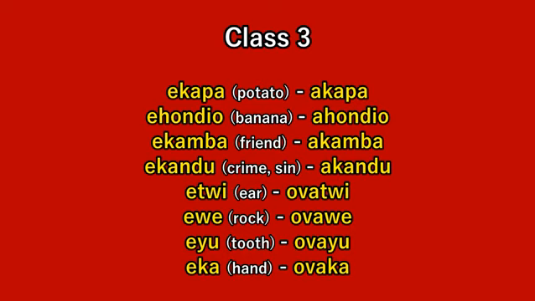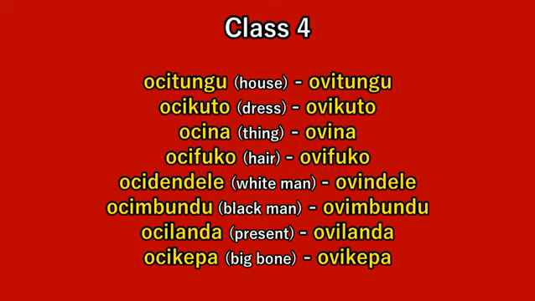Eka, hand. Ovaka, hands. The class 4 typically includes objects, utensils, tools, and a few animals and people as well. Ochitungu is a house. Ovitungu are houses.